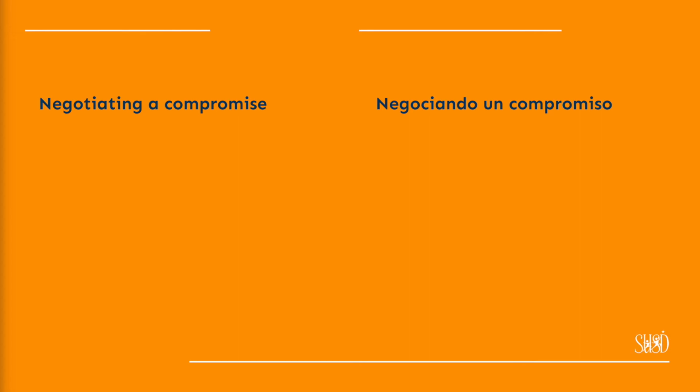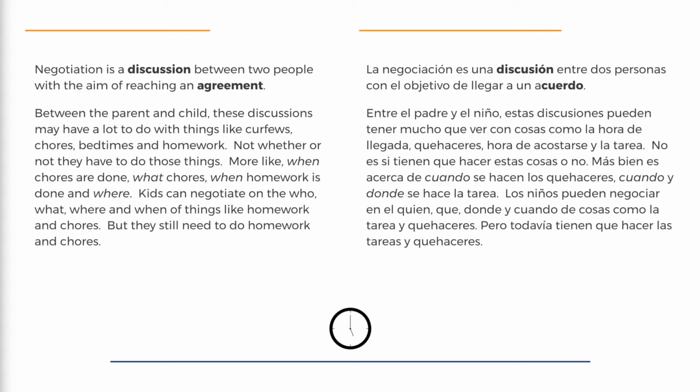Negotiating a compromise. Negotiation is a discussion between two people with the aim of reaching an agreement. Between the parent and child, these discussions may have a lot to do with things like curfews, chores, bedtimes, and homework. Not whether or not they have to do those things, more like when chores are done, what chores, when homework is done, and where. Kids can negotiate on the who, what, where, and when of things like homework and chores, but they still need to do homework and chores.